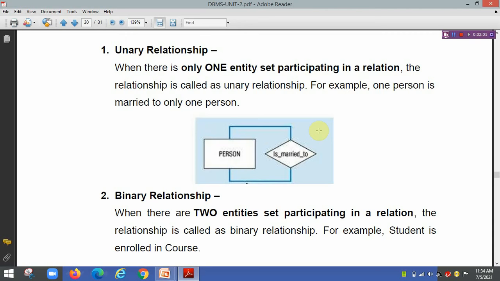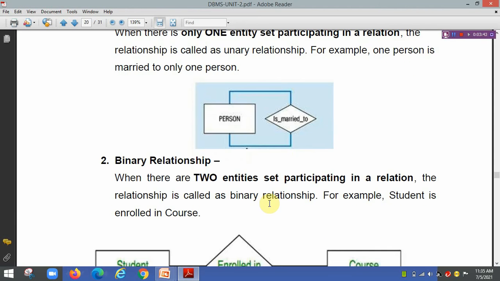If one entity is associated in a relationship, it is called a unary relationship. We discuss one by one. First one is the unary relationship. When only one entity set participates in a relation, the relationship set is called a unary relationship. For example, one person is married to only one person. Here the entity is the person and the relationship is married. That means the entity is related with the same entity. This is known as a unary relationship.